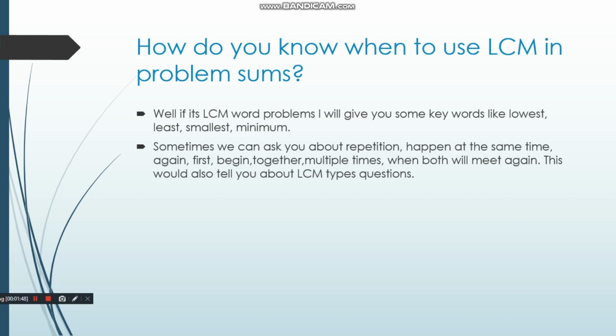Now let's find which keywords are there for the LCM type questions. As I already explained in my previous video, LCM means least common multiple, or you can say lowest common multiple, and smallest, minimum as well. But sometimes we can ask some other words, and those keywords I am going to tell you. For example, repetition, happen at the same time, again, first, begin, together, multiple times, every, even, when both will meet again. So this would also tell you about LCM type questions.